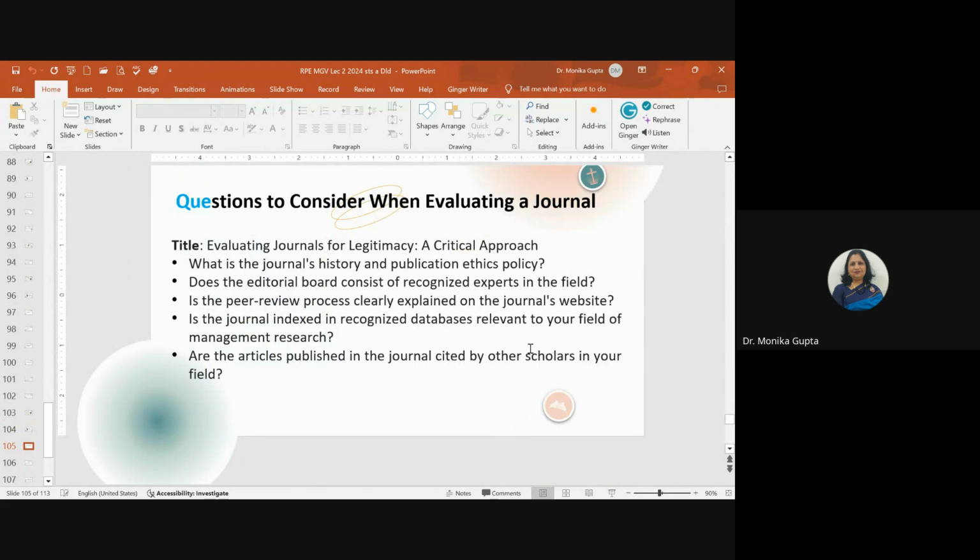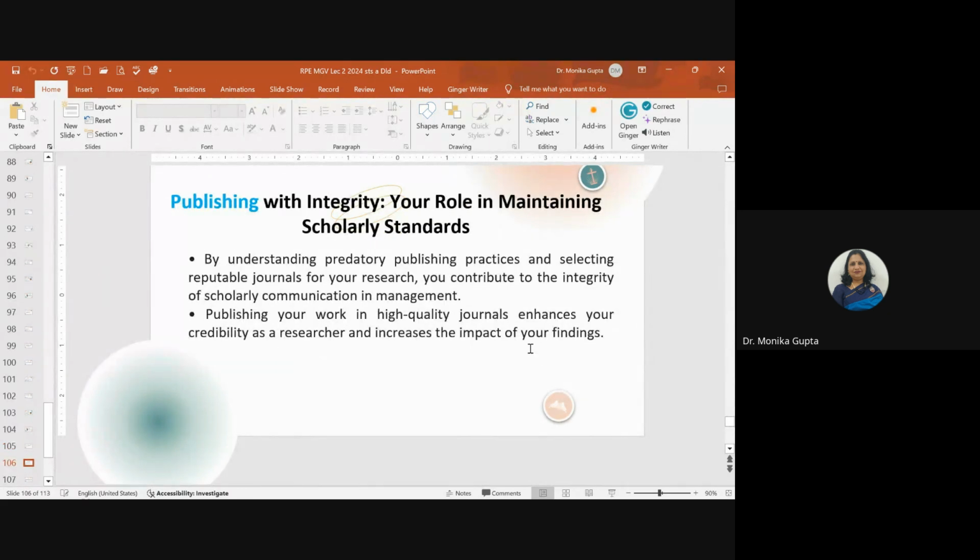So what are the questions that you need to consider when evaluating a journal? You can check the history of the journal, and you can check the editorial board whether it recognizes experts in the field. They may have some renowned persons, but they may not be from that particular field to which the journal belongs. There is a mismatch. Is the peer review process clearly explained? Is the journal indexed in a recognized database? Or are the articles published in the journal cited by other scholars in your field? That is important. Check the citations. Who is citing?